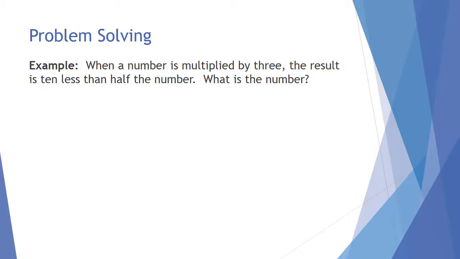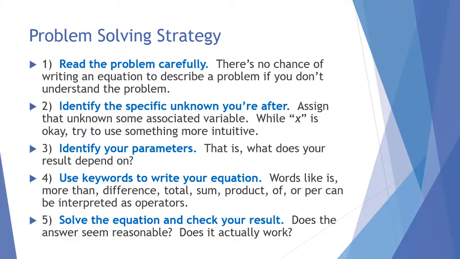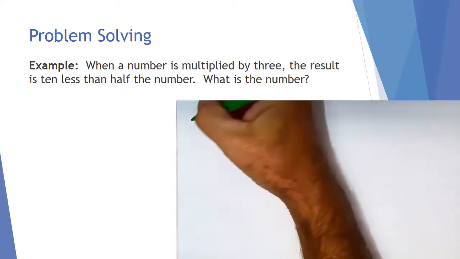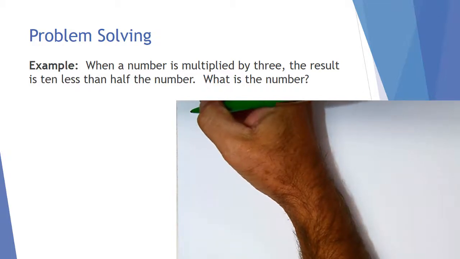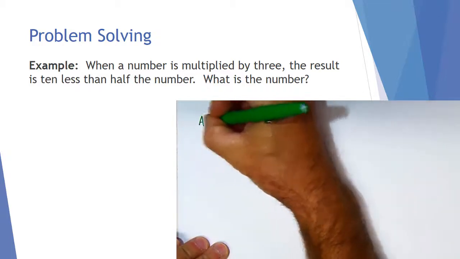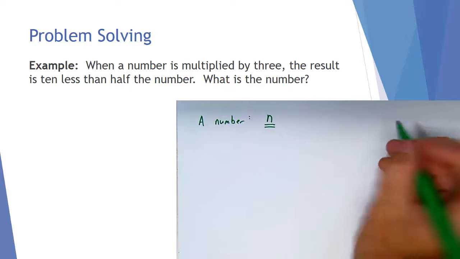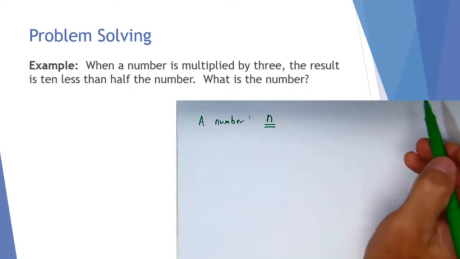When a number is multiplied by 3, the result is 10 less than half that number. So what is the number? Well, first of all, let's take a look at our process here. Number one, let's read that problem carefully. Make sure that we understand exactly what we're being told. And then step two, let's assign a variable. When a number is multiplied by 3, okay, let's give that a name. Let's call our number n. We could use x, but n will represent number.